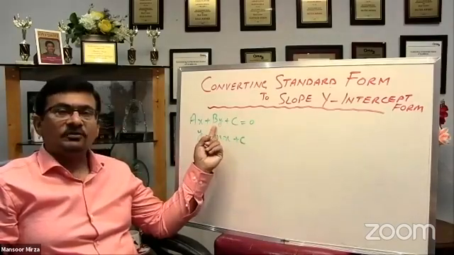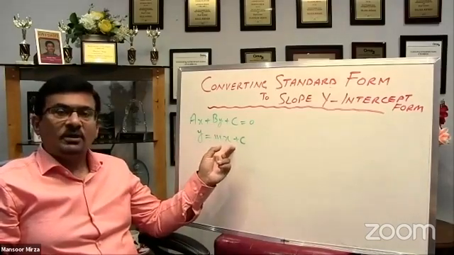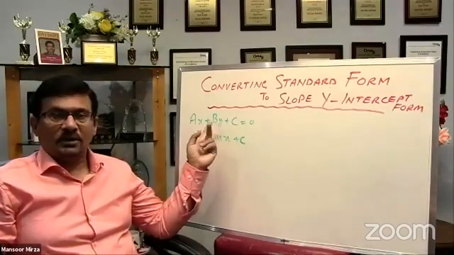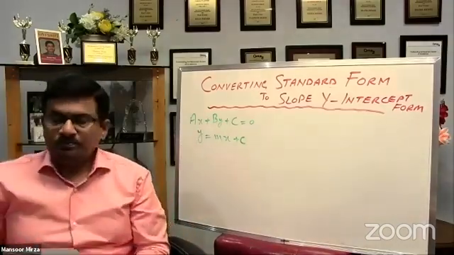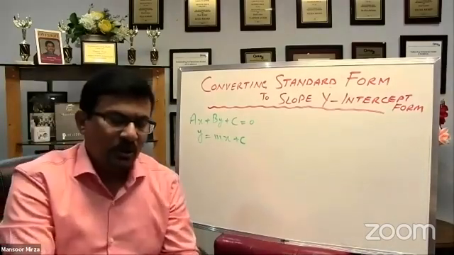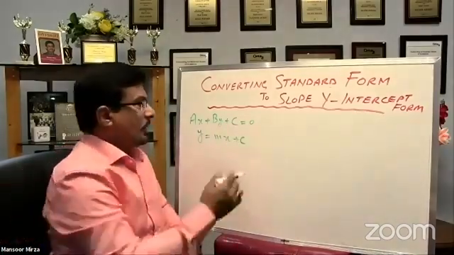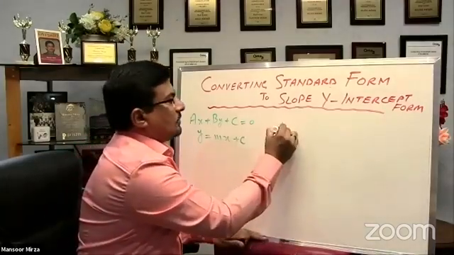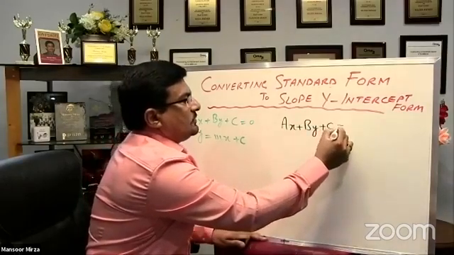If we are given the standard form, we can convert it to the y-intercept form. On the other side, if we are given the y-intercept form, we can easily change it to the standard form. Let me just show you an easy way. For example, if we are given the standard form, the way we convert into y-intercept form is like this. I am going to write down ax plus by plus c is equal to 0.